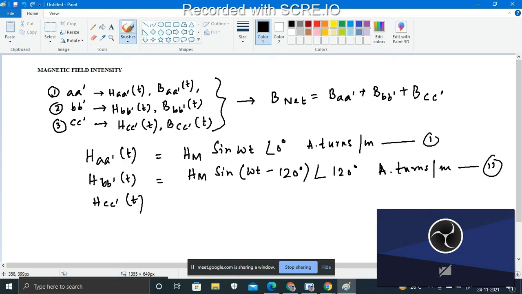Okay, so H of C dash t is equal to H M sine of omega t minus 240 degrees, at an angle of 240 degrees.